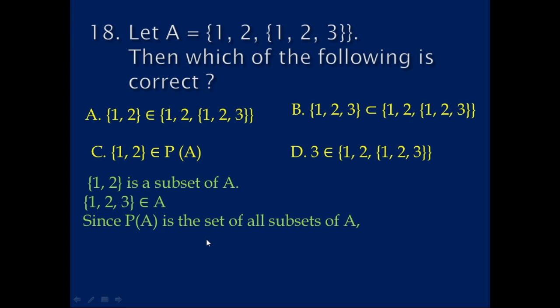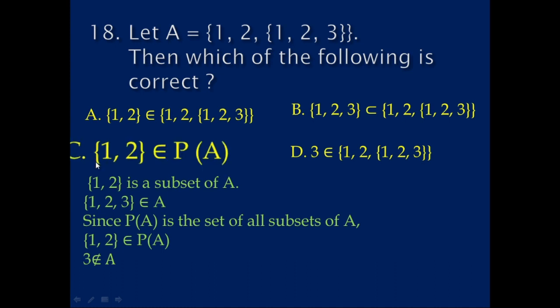And just for knowledge, here 3 is an element of set A? 3 is not an element of set A. Here set {1, 2, 3} is an element of set A. Therefore, 3 is not an element of set A. A has only 3 elements: 1, 2 and set {1, 2, 3}. Therefore, the fourth one is also not true. Here the correct option is option C: set {1, 2} is an element of the power set of set A. Therefore, option C is the right option.